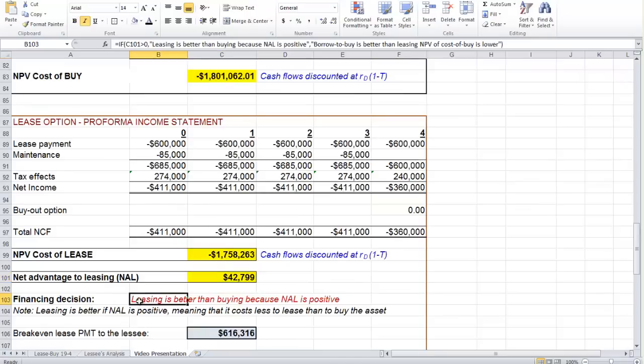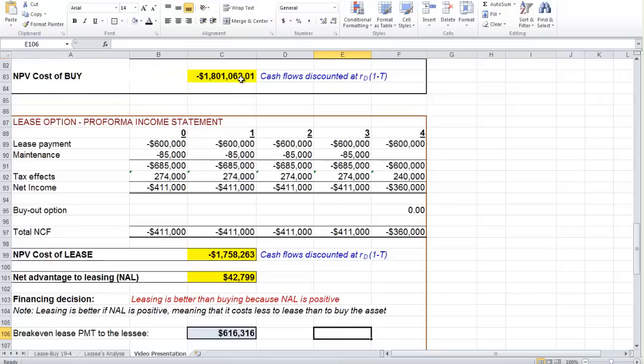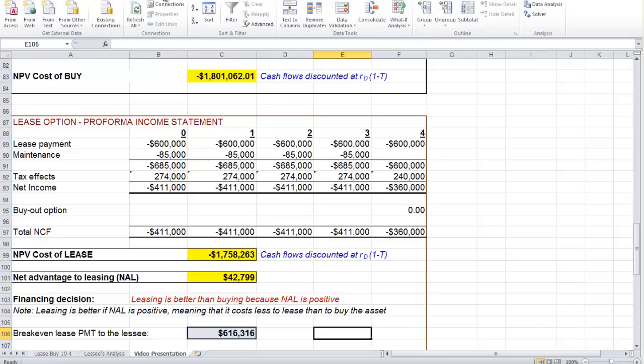So as a result, the if statement I used here says to lease the equipment if in fact you have a positive net advantage to leasing, which is the same thing as saying if the cost of leasing is less than the cost of buying, because leasing is cheaper. The question therefore becomes, what is the break-even lease payment? In other words, what lease payment would make the lessee indifferent between taking out a loan and buying this equipment versus leasing the equipment? For that, we use the goal seek command under data.